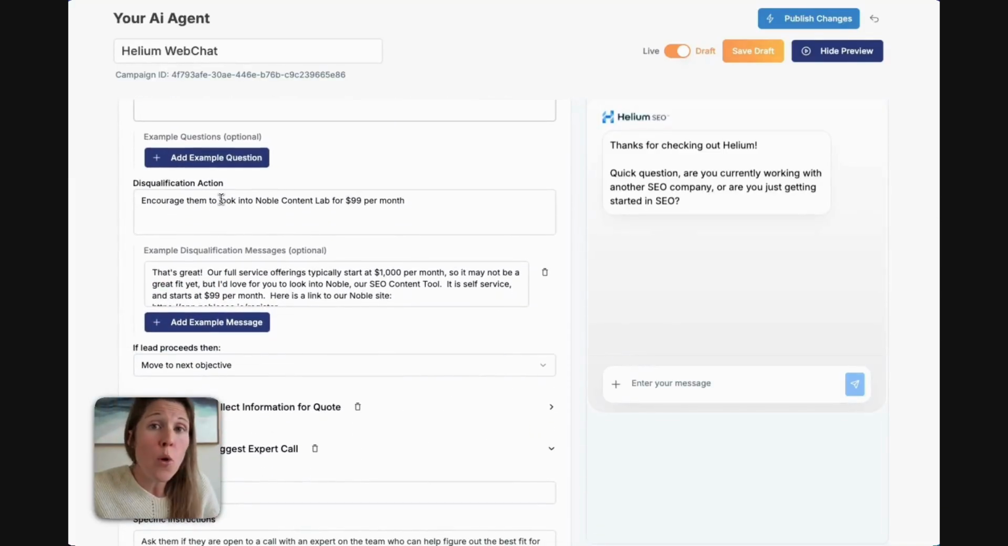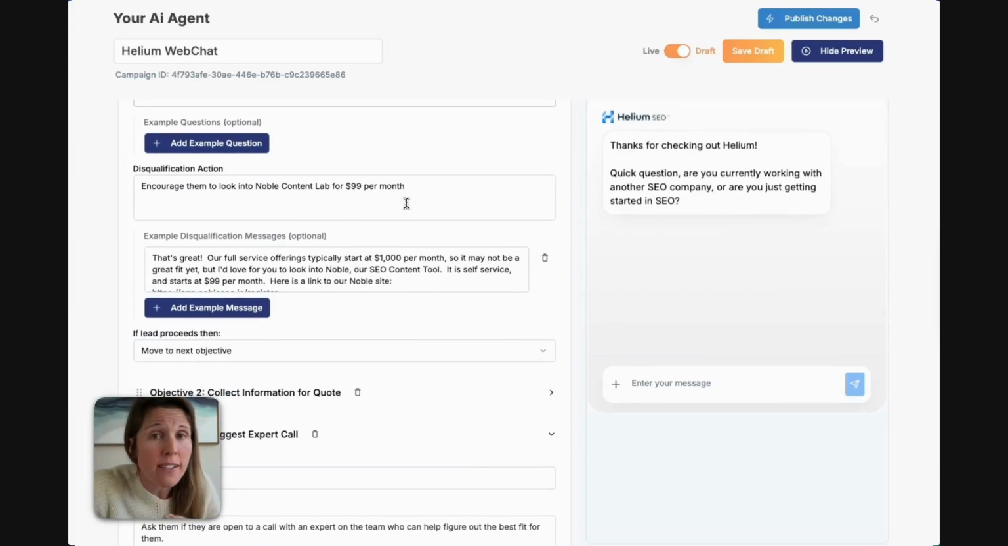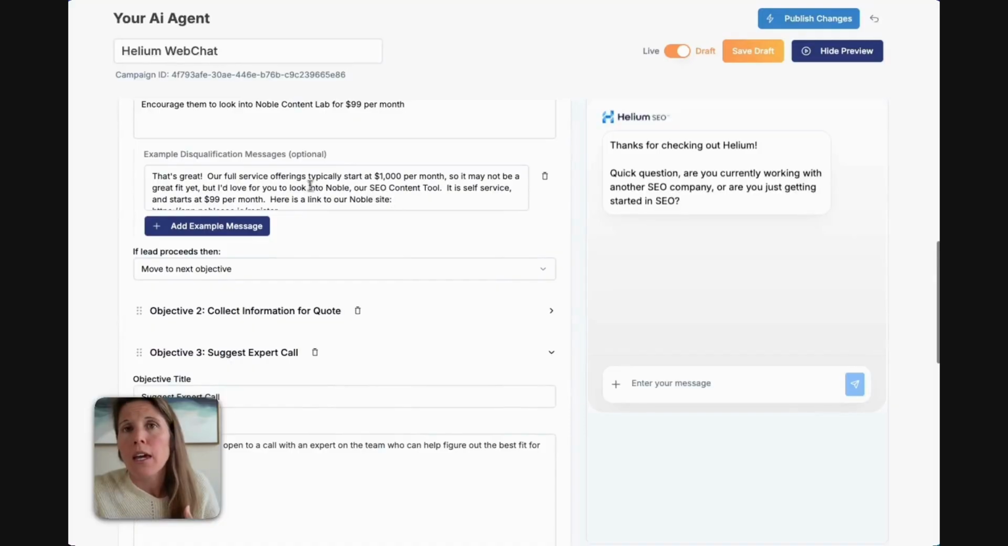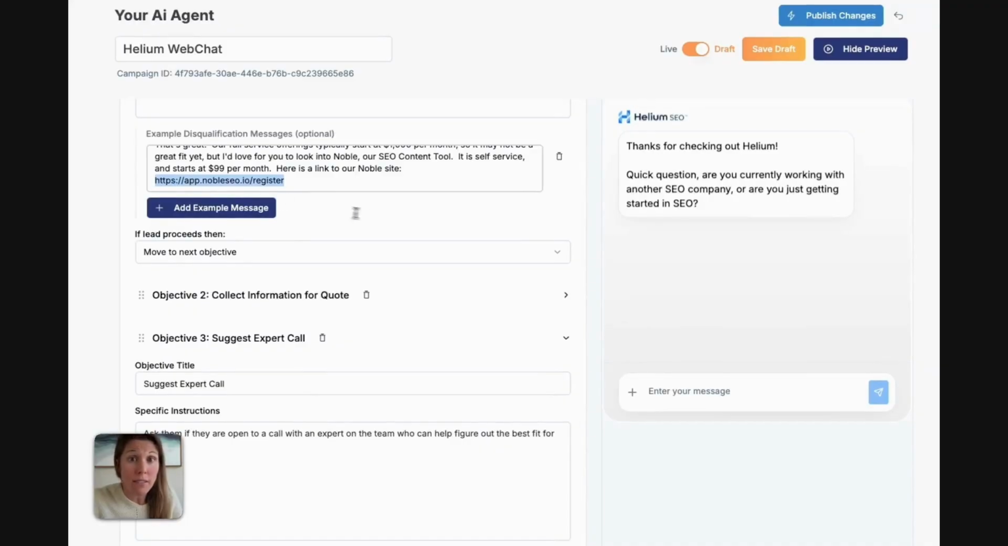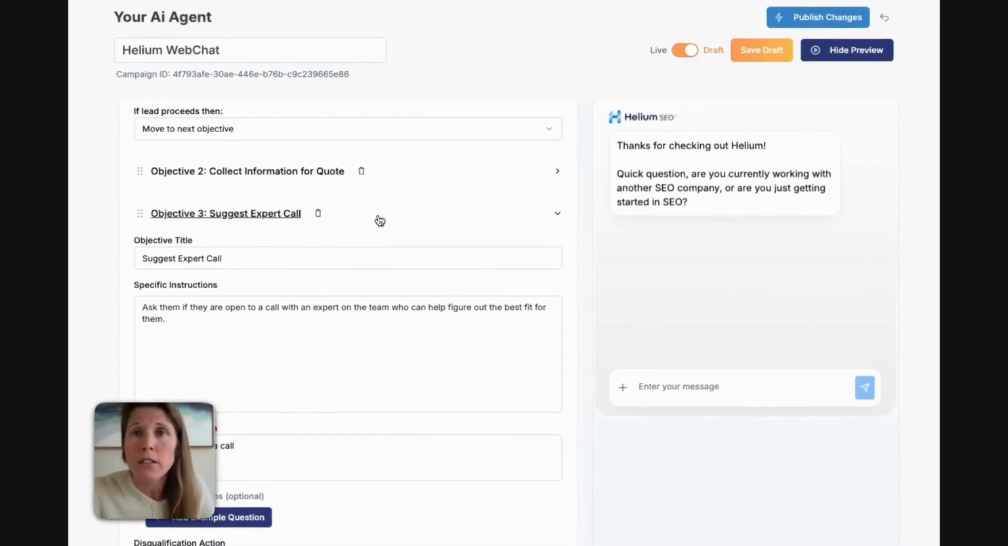And then we have this disqualification action, right? Because what if they're not going to meet our spend threshold? Well, we want to encourage them to look at Noble content for $99 a month. They have a self-serve product, right? They don't need to go to sales. And by the way, that's okay. Or maybe there's other information that they should read before they're in a better buying state. And it even gave them an example message they could send, as well as the link to that product.